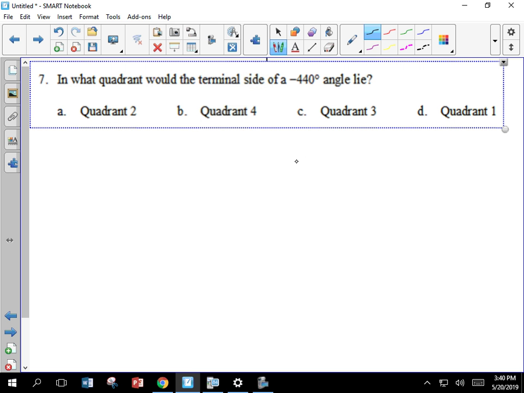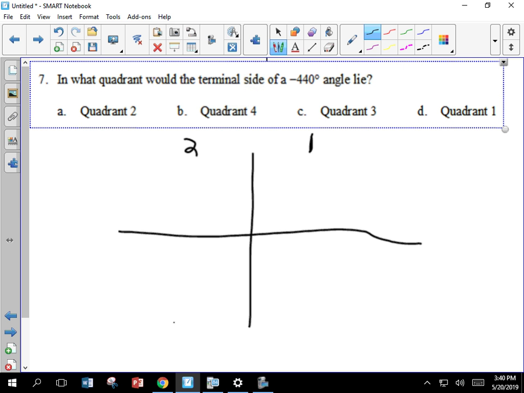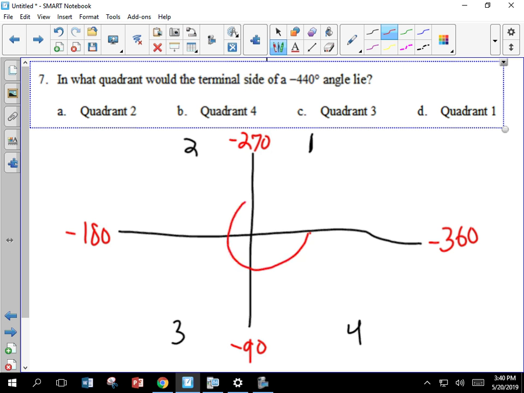All right, in what quadrant would the terminal side of negative 440 be? Okay, so remember our quadrants. I'm going to label them up here at top. 1, 2, 3, 4. Now, we're dealing with negative angles. So if you remember, it goes in this direction. So this is negative 90, negative 180, negative 270, negative 360. So if I start here and I go negative 90, 180, 270, I know I'm at least going all the way back around to negative 360.